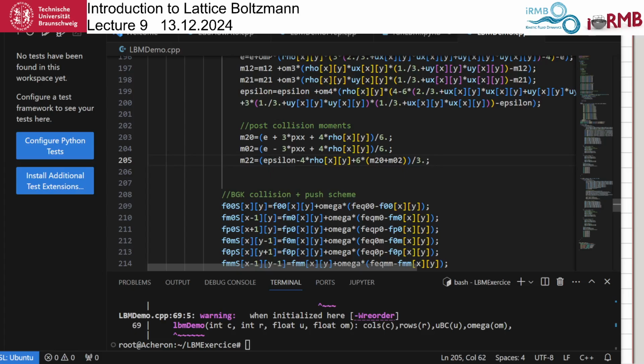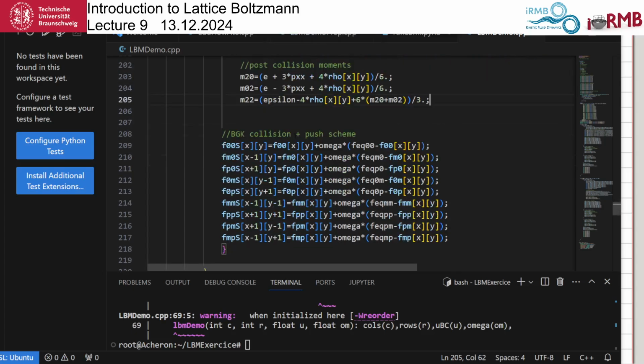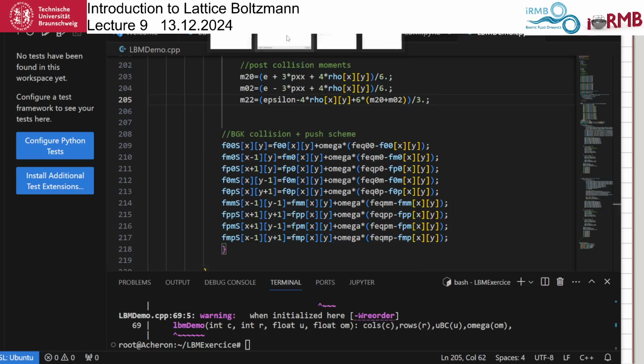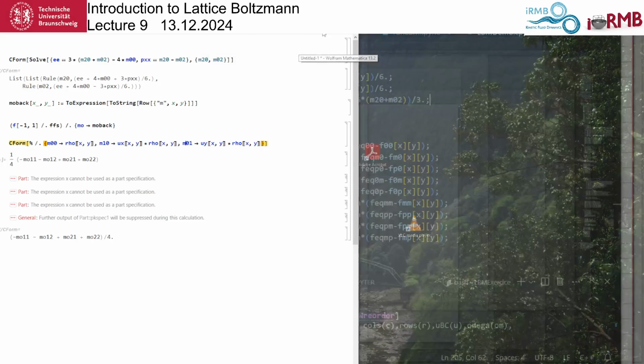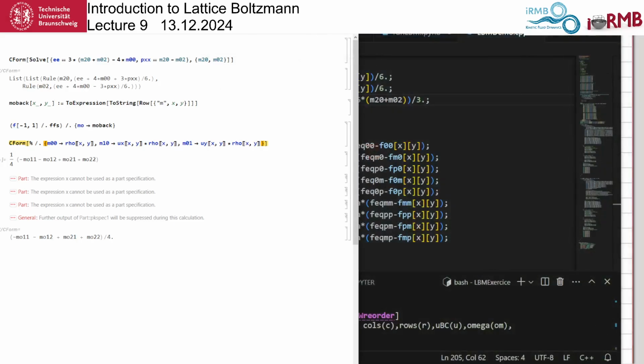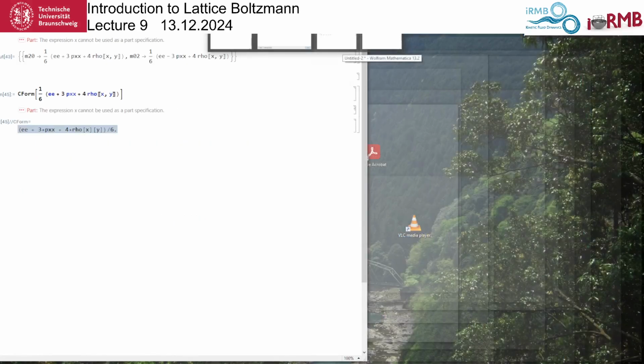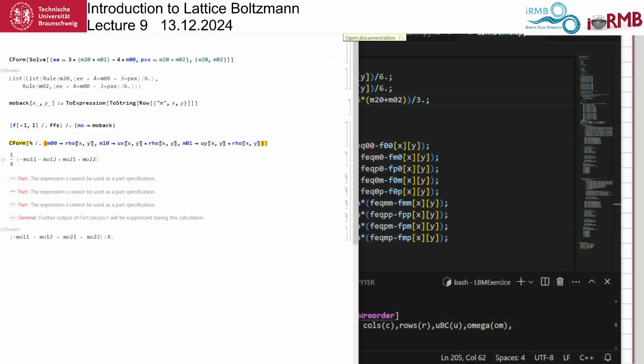Okay, not so difficult. Now the more difficult part is to do the back transformation to the populations. I'm wondering whether I'm going to use, wait, what is this actually? They're all wrong. Okay, so here I have something.